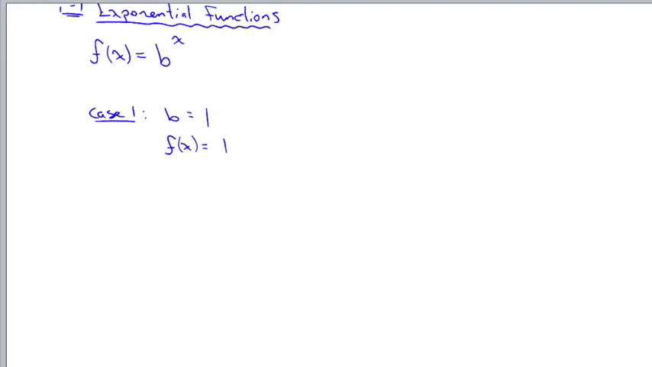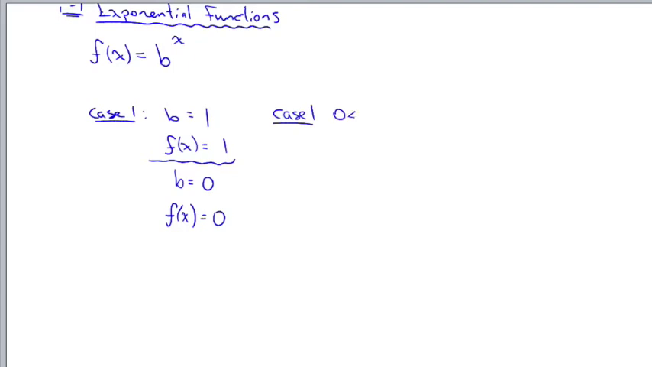Along with case 1, we could also look at the other nonsensical one. What if B is equal to 0? What do you get? Well, 0 to the x is always 0. So that one is also not an exponential function. It's a constant function. So B equal 1 we have to throw away. B equals 0 we have to throw away. What about between 1 and 0?